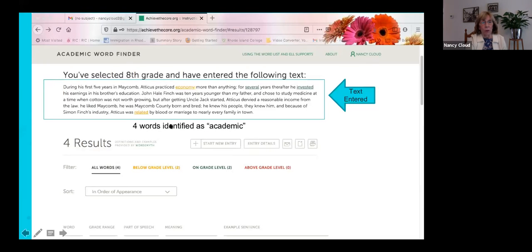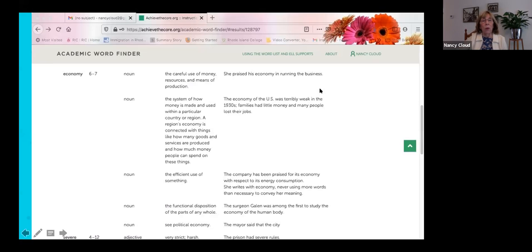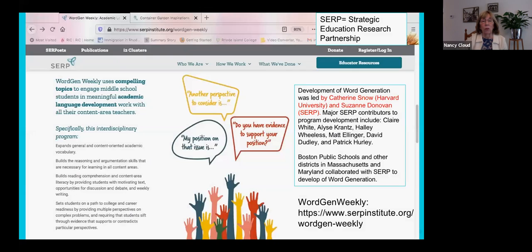I input this amount of text and it identified words in that text: economy, several, invested, and related. And then it told me whether or not it was below grade level, the yellow was below, the green was on grade level. And then it tells me the part of speech, a simple definition, and also a sentence. Okay, and the academic vocabulary list does not do that for you. It does tell you part of speech, but it doesn't give you a definition. It doesn't give you a sentence.